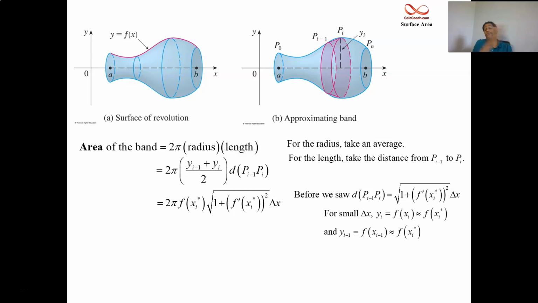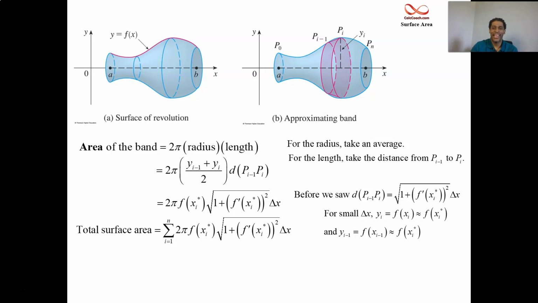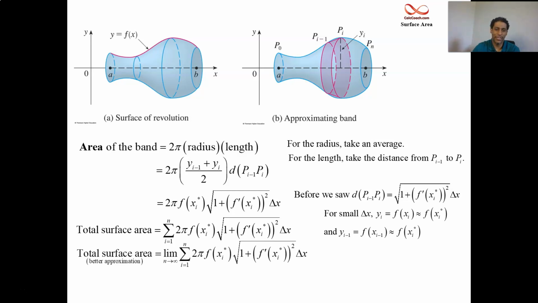And so we take a finite number, n of them, and add them up. It's an approximation. And the better approximation comes in letting the number of them go to infinity, or letting the width of the interval go to 0. This is a Riemann sum. This is the formula then that you can use to find surface area when you're in this situation.